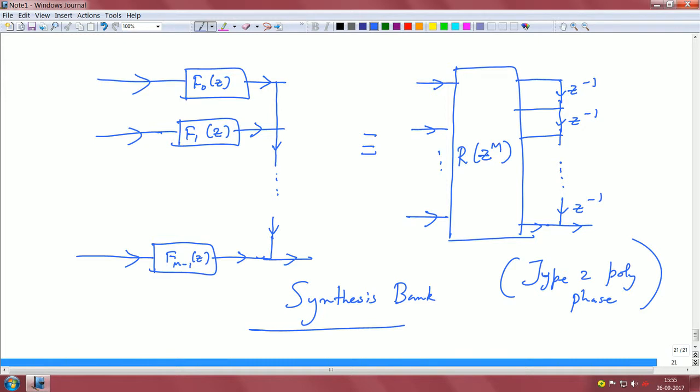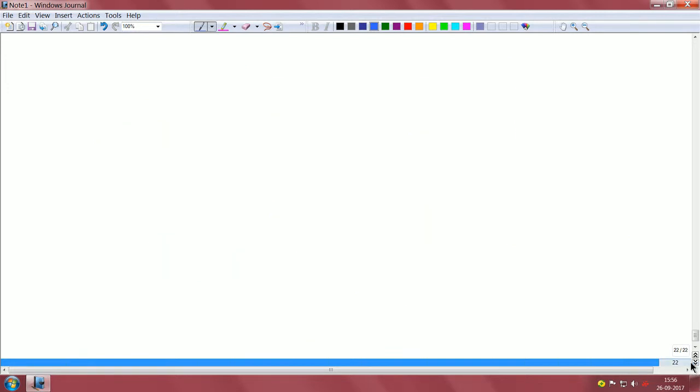Now, we are not yet complete because we have to introduce our downsamplers and upsamplers, right. So, let us go one step further. Now, we have this input going through these, that goes through these delay lines.